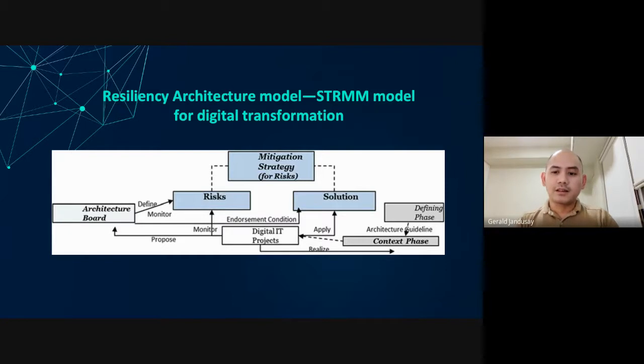It was found out as well that the risk connected to each action item and defined equivalent solution for each risk, and started the risk management process with the architecture board based on the proper mitigation strategy. So the mitigation strategy of this risk can lead to resiliency in the digital transformations. Hence, they propose the resiliency architecture model, the strategic risk mitigation model for digital transformation in this case study.